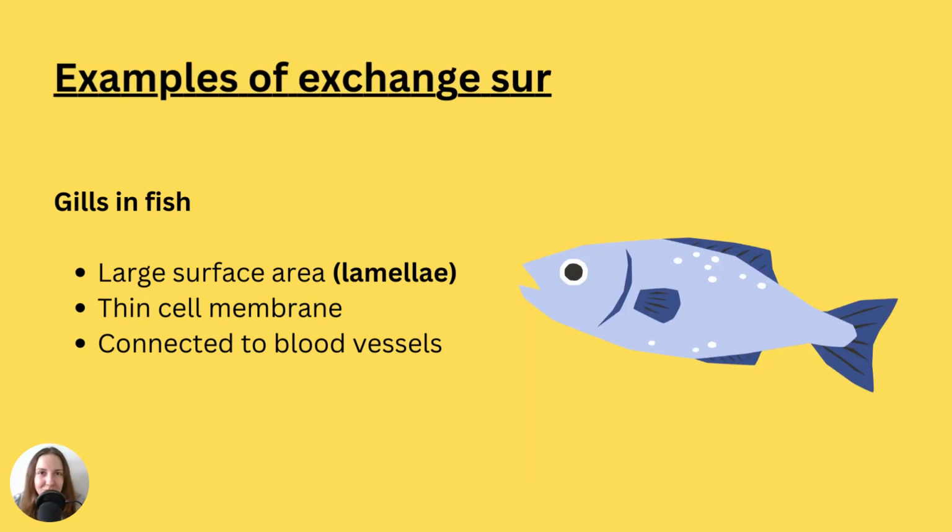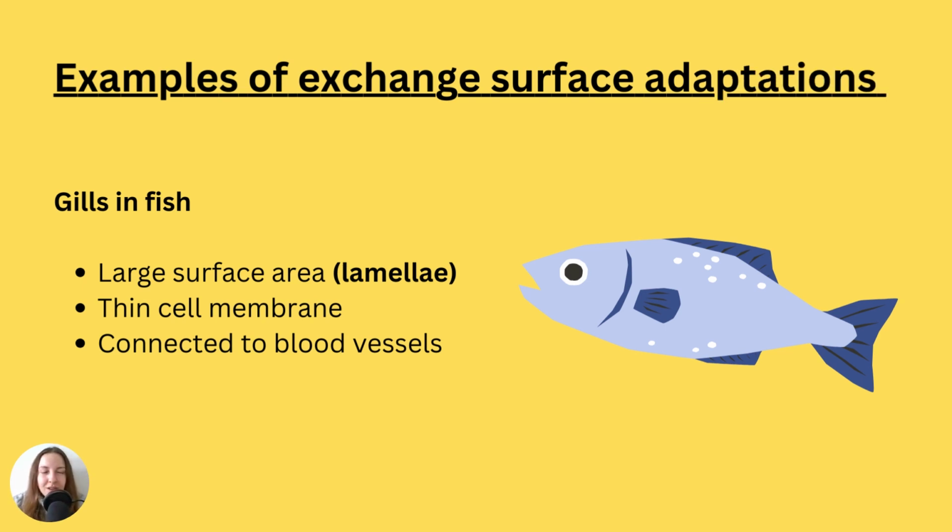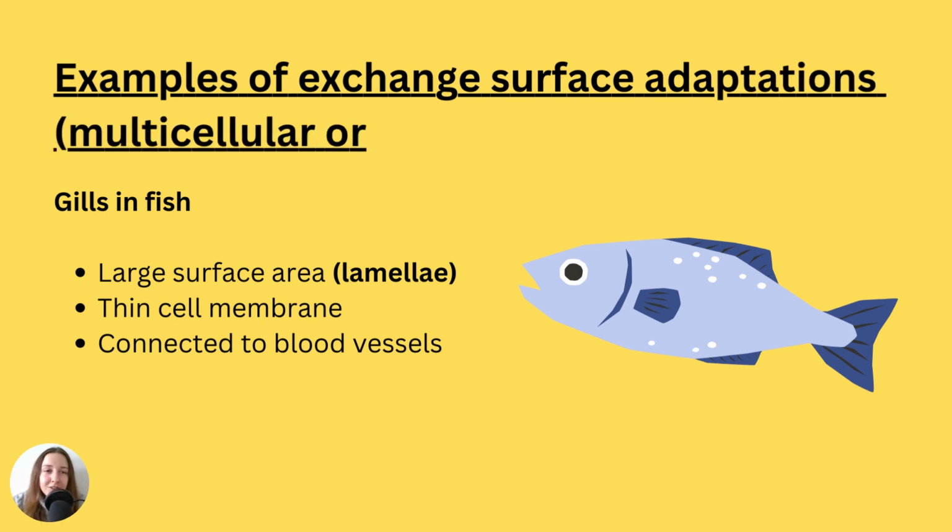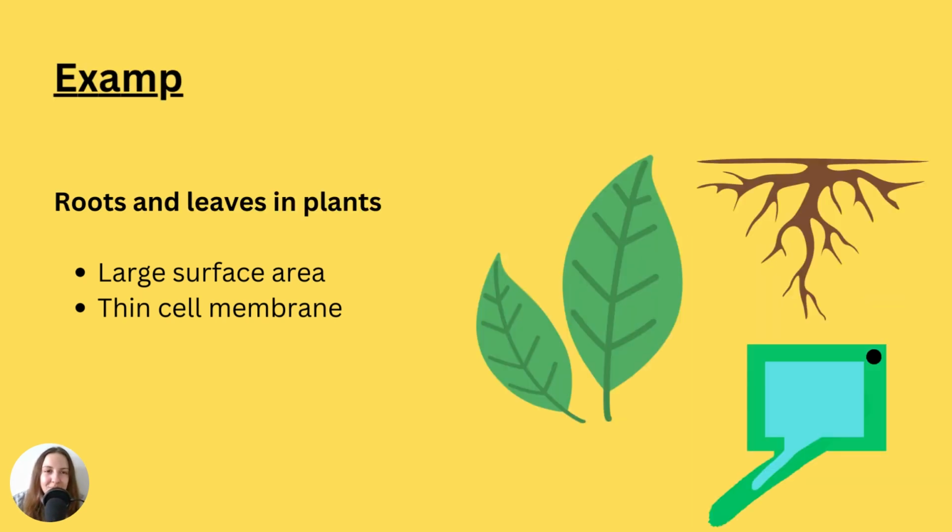And another example, just so we're 100% sure, you can see the same things happen in fish. Fish have gills; they don't have the same respiratory system that we do. They utilize gills to breathe underwater, and they do that because the surface area has been increased by this structure called the lamellae. They have thin cell membranes as well to ensure that the diffusion pathway is short, and they again are connected to blood vessels to ensure the gradient is maintained. So there's a definite theme you can see running through here.